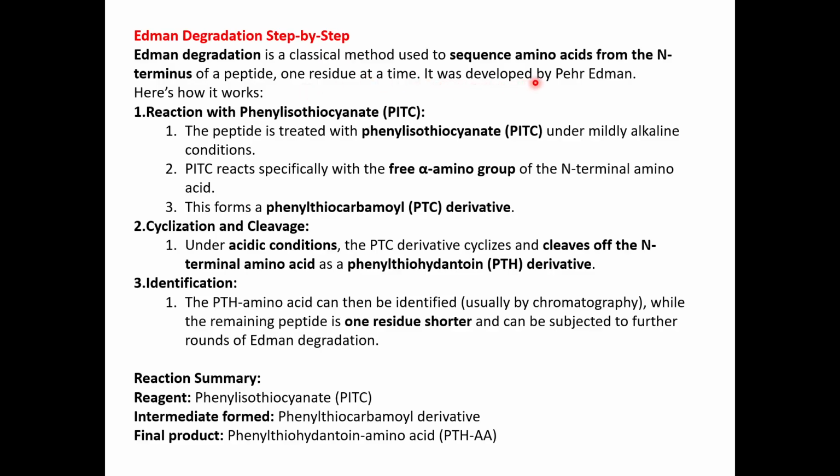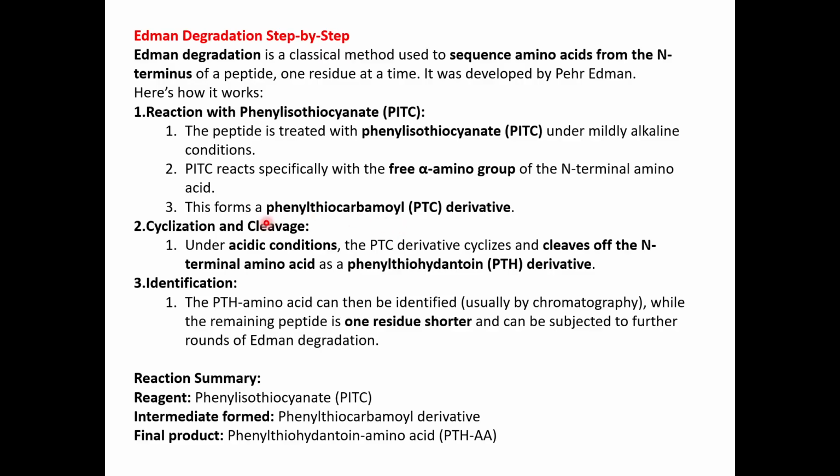It was developed by Per Edman, and the first step in the reaction is with PITC, phenyl isothiocyanate. The peptide is treated with PITC under mild alkaline or basic conditions. PITC reacts specifically with the free alpha amino group of the N-terminal amino acid. This forms a PTC derivative, that is phenylthiocarbamyl.